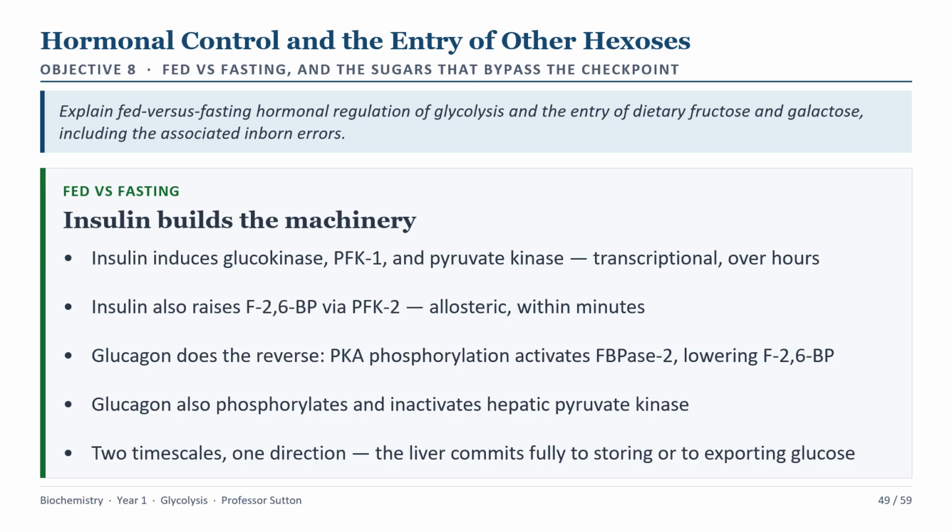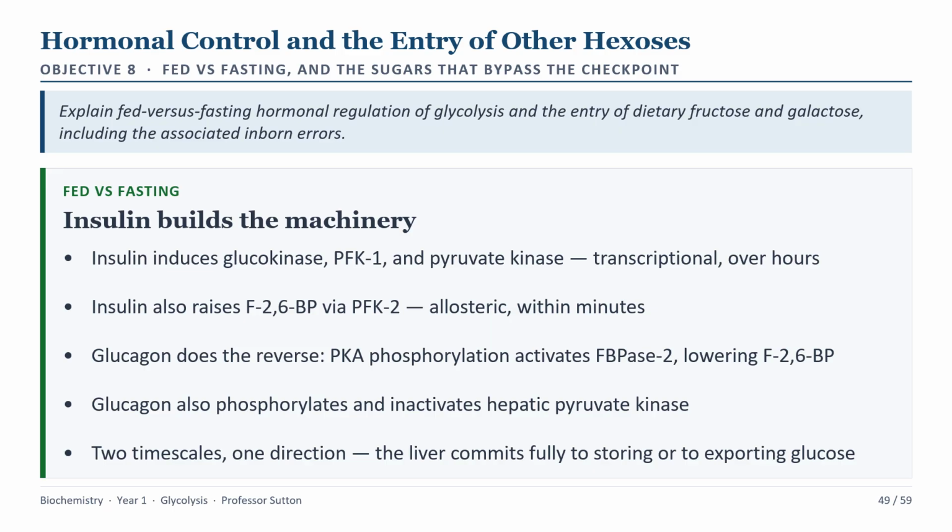What matters here is a 2 time scale. Insulin acts on 2 clocks. Over minutes, it raises fructose 2,6-bisphosphate through the bifunctional enzyme, which is allosteric and instantly reversible. Over hours, it induces transcription of 3 enzymes: glucokinase, phosphofructokinase 1, and pyruvate kinase. These are the same 3 irreversible enzymes from objective 2. The control points are the control points at every level.